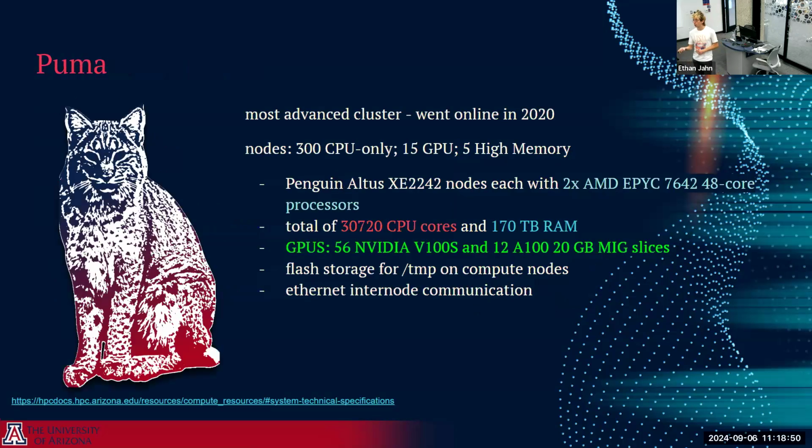And then our biggest, most advanced cluster as of now is Puma. It went online in 2020, so almost 5 years ago. There's about 30,000 cores on Puma, so quite a lot more. There's also a handful of GPUs, and it has flash storage on the compute node. That makes writing to disk quite a bit faster while you are running your jobs. And then one day we will have another new cat, but for now, these are the ones that we have.